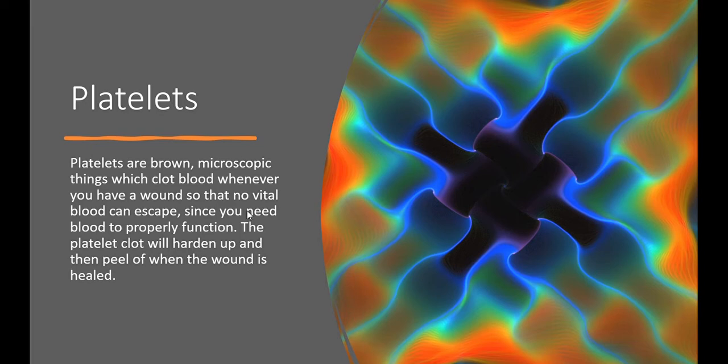Yeah. So now another thing about platelets is that the platelet clot is actually, if you know the word scabs, it's those brown things that you see. They're made up of platelets, so scabs. So there we are. Now next.